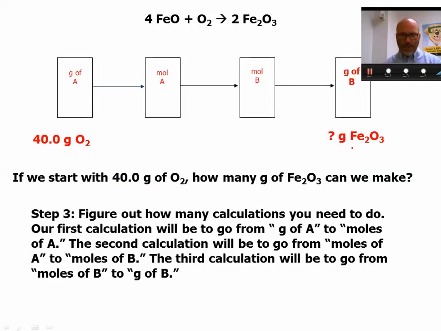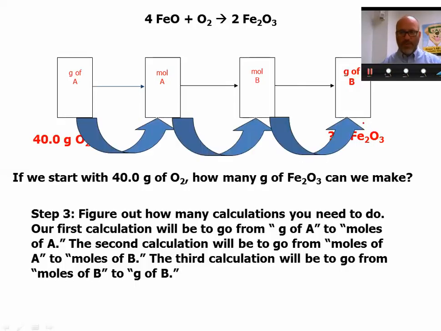So how many calculations is that going to take? Well, to go from here to here, it's going to take 1, 2, 3 calculations. And we could do this separately. We could convert 40 grams of oxygen to moles of oxygen in one problem, and then use moles of oxygen to convert it to moles of iron 3 oxide, and then do another problem to convert moles of iron 3 oxide to grams of iron 3 oxide. But instead of doing that, we're going to do this in a triple fence post. It's going to be exciting.